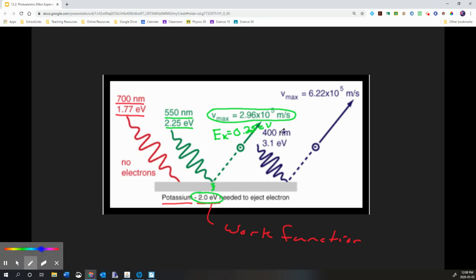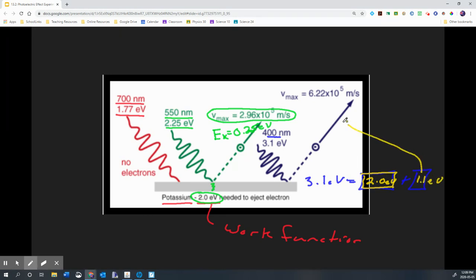If we dial up the frequency even more, make this a shorter wavelength yet, and use some sort of purple light here with its 3.1 electron volts, well, 3.1 electron volts is our initial energy. That should equal the work function plus the kinetic energy of the electron that came off. So if we went in with 3.1 and it took 2.0 electron volts just to free it from the surface, then again, we have an extra 1.1 electron volts. That 1.1 electron volts corresponds to the kinetic energy.